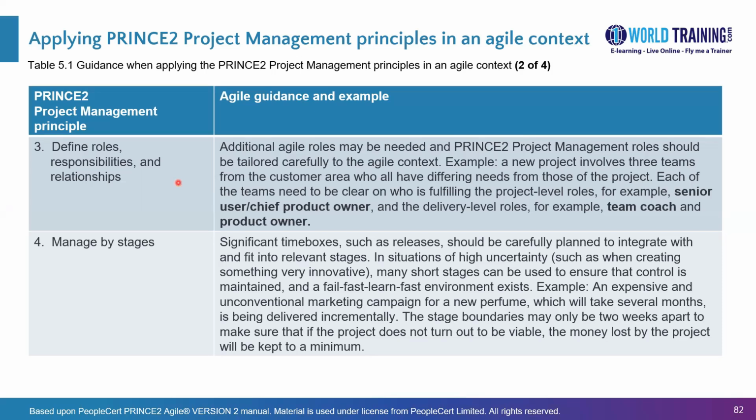So this has to be done cautiously, depending on the needs of differing agile ways of working. And this needs to be understood by everybody in the project. Next, we have managed by stages, wherein every Prince2 project has its planning, monitoring, and controlling on a stage-by-stage basis. However, in Agile, we have the concept of releases.